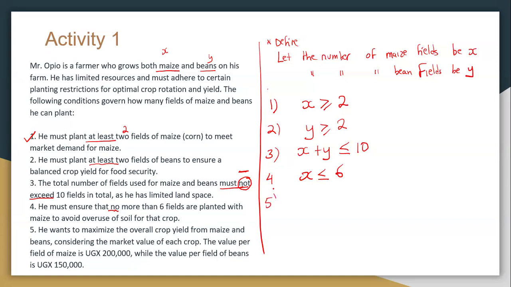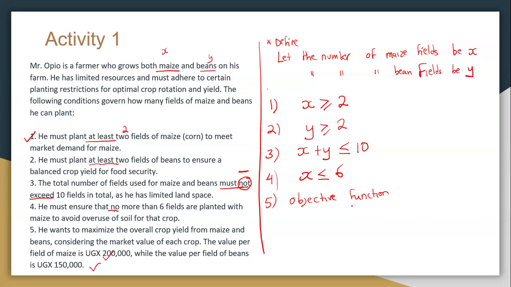Then we go to the last one, number 5. He wants to maximize the overall crop yield from maize and beans, considering the market value of each crop. The value per field of maize is this, while the value per field of beans is this. Now, this number 5 is the one I want us to use in order to find how much this person is going to gain when he plants a specific number of fields of maize and beans. I want you to generate for me an equation that relates to the number of fields of maize and beans. That equation is what we call the objective function, that decision function that we are going to use.